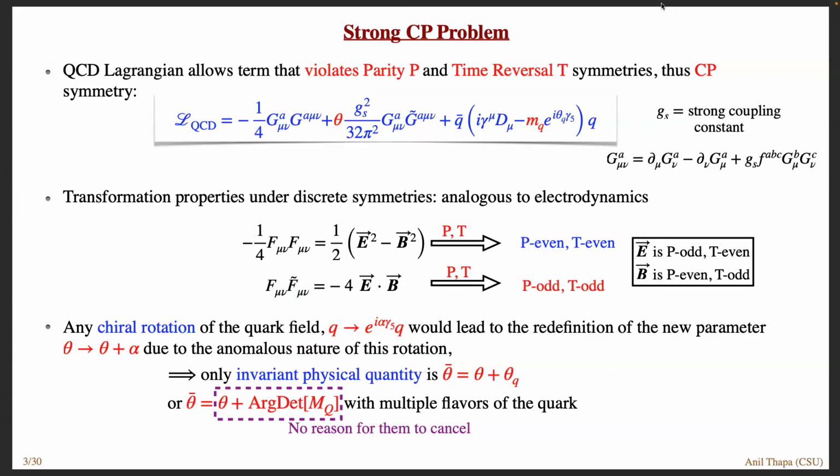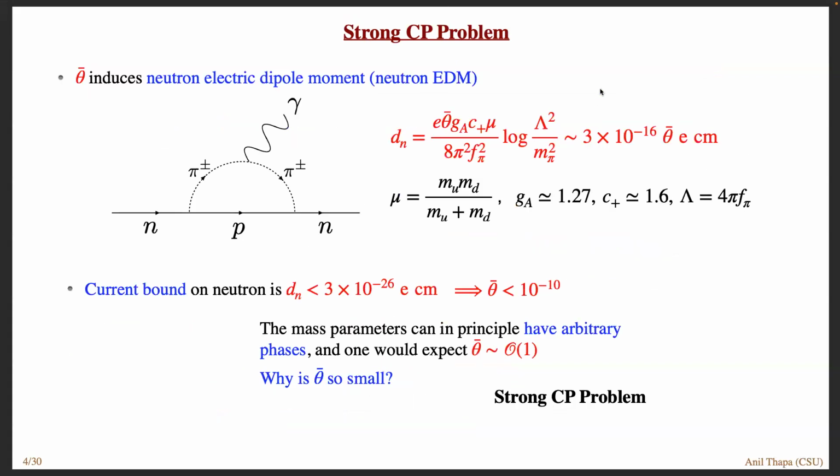So what are the consequences of this theta bar term? This theta bar term will induce a neutron electric dipole moment. One naive estimation of this neutron electric dipole moment is this formula. Forget about all the terms, but d_n is essentially 3 times 10 to the minus 16 theta bar e centimeter. But the current bound on the neutron EDM is 3 times 10 to the minus 26, which immediately tells me that this theta bar term is less than 10 to the minus 10.